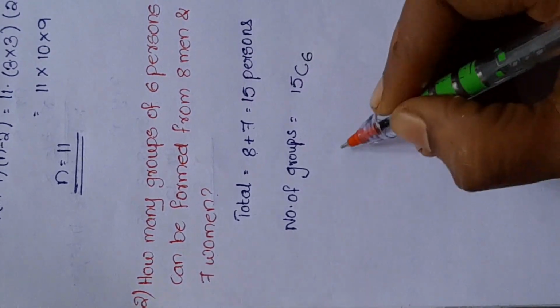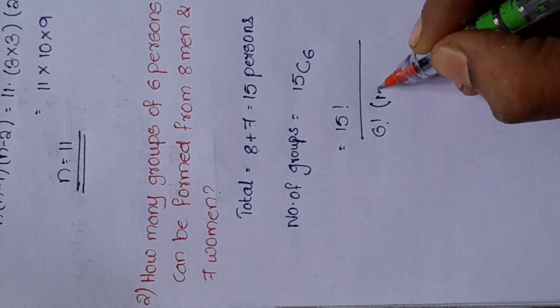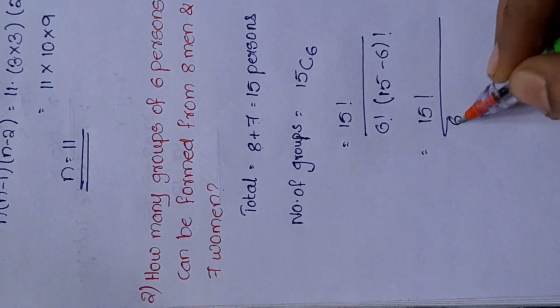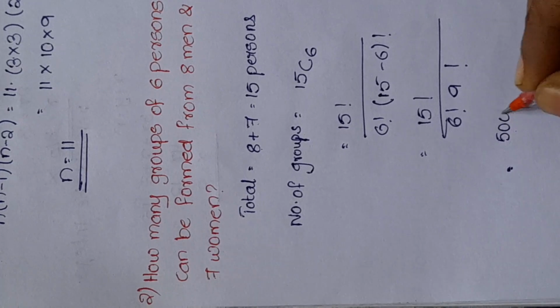So 15C6, that is 15 factorial by 6 factorial into (15 minus 6) factorial. That is 15 factorial by 6 factorial into 9 factorial. On calculating, we get the value as 5005.